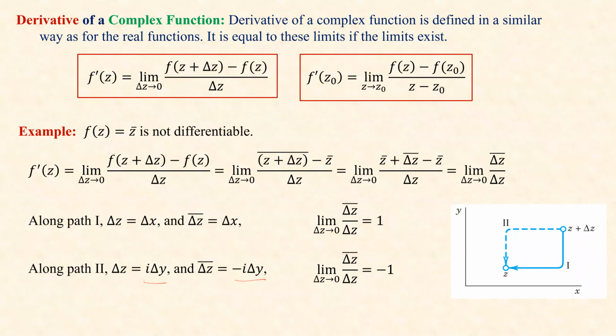So you see that if you go along different paths, path 1 and path 2, the limit is different. It's the same as the left limit and right limit being different in real analysis. If the limit exists, it should be the same in all directions, no matter how you approach it. Here we show that it changes from 1 to negative 1 if you go along path 1 or path 2. Therefore, the limit doesn't exist. The limit is the derivative, therefore the derivative doesn't exist. So we say that this function is not differentiable, because this limit doesn't exist.